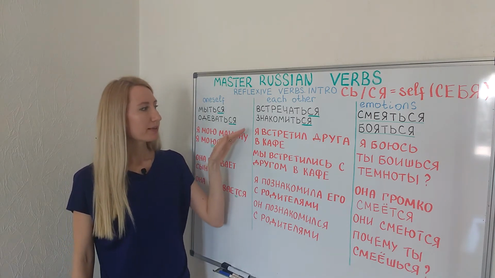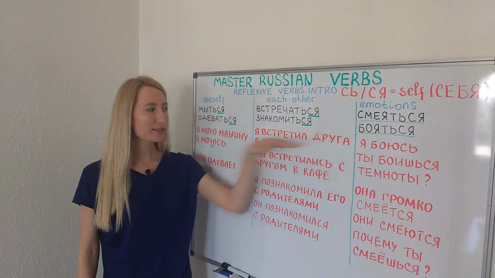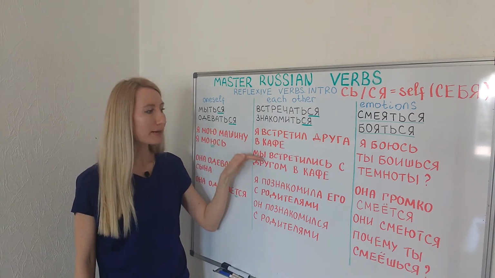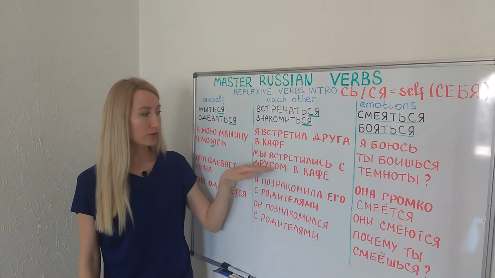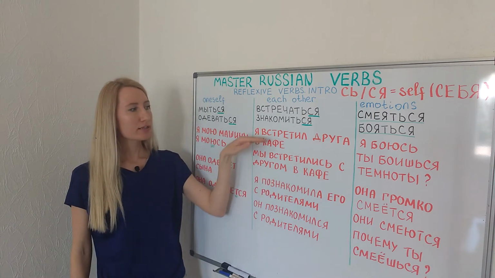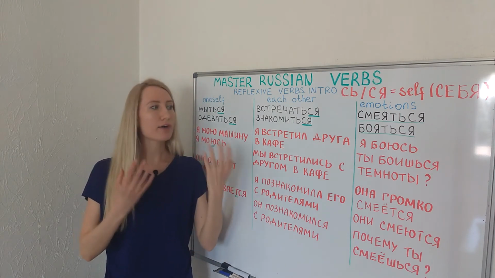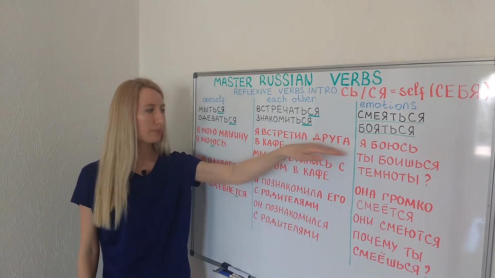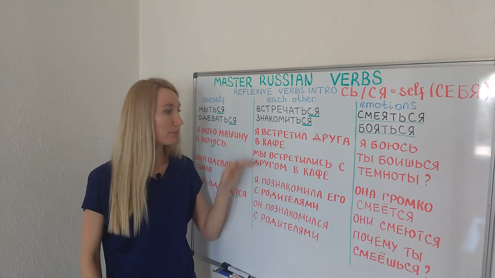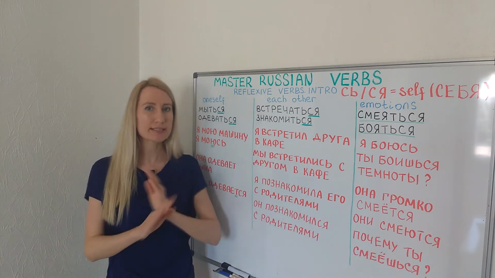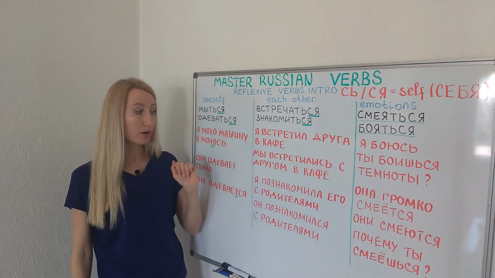Let's look at examples. Я встретил друга в кафе. I met my friend in a cafe. Compare with мы встретились с другом в кафе. We met each other with my friend in a cafe. As you see, the normal verb can have an object. Встретил кого? Whom? A friend, друга. When it's a reflexive verb, there is no direct object, never. Мы встретились. We met each other. It's enough for us, no object is needed. Here it's like we elaborate, but it's not our object.